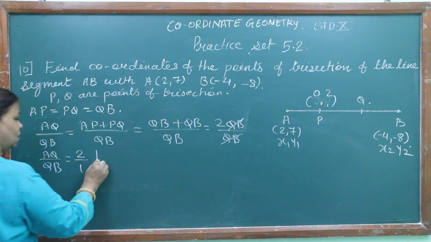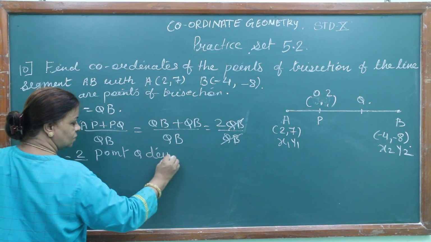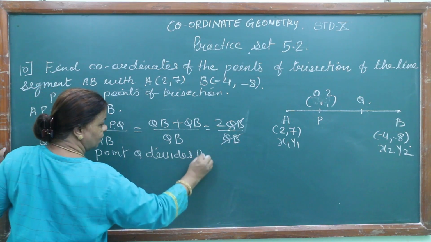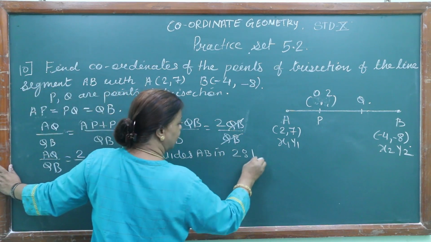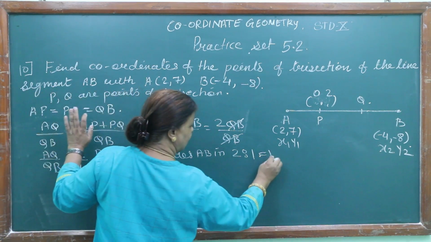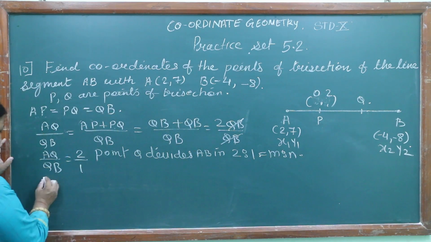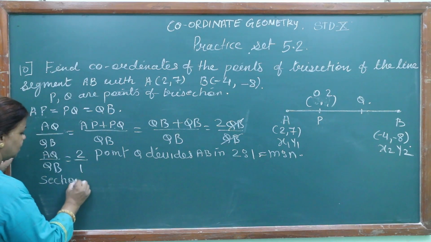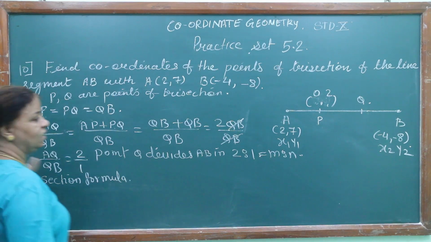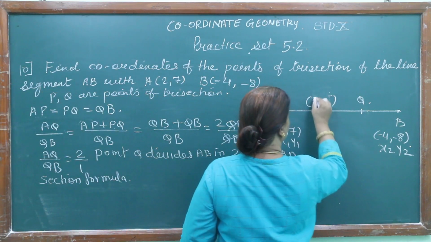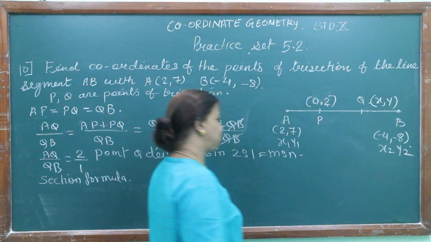So we can write here point Q divides AB in 2:1 ratio, which is equal to m is to n. Now we will be using the section formula again, children, and we will be finding this point 0, 2. We will find x and y for this.